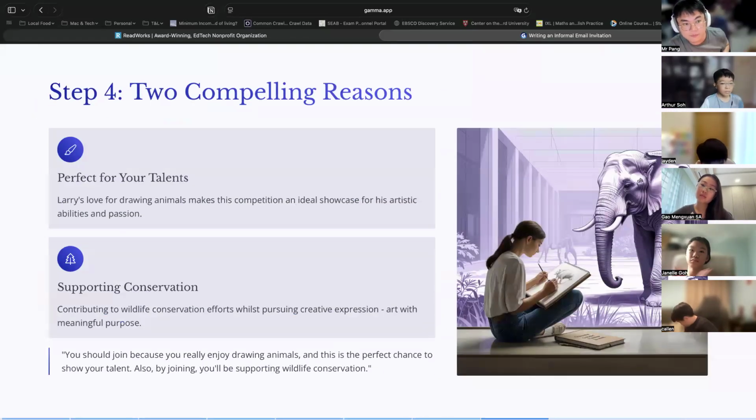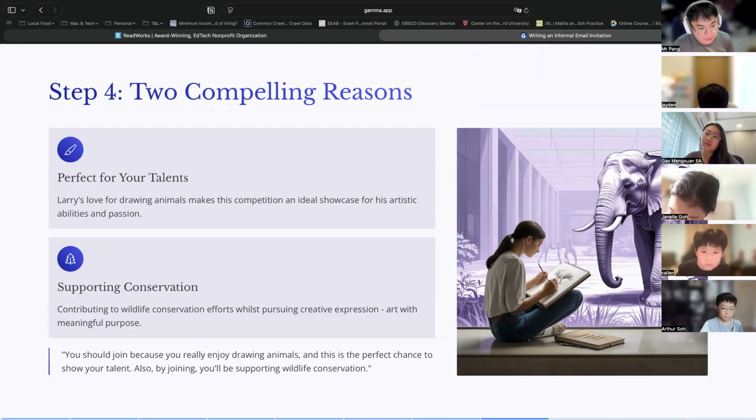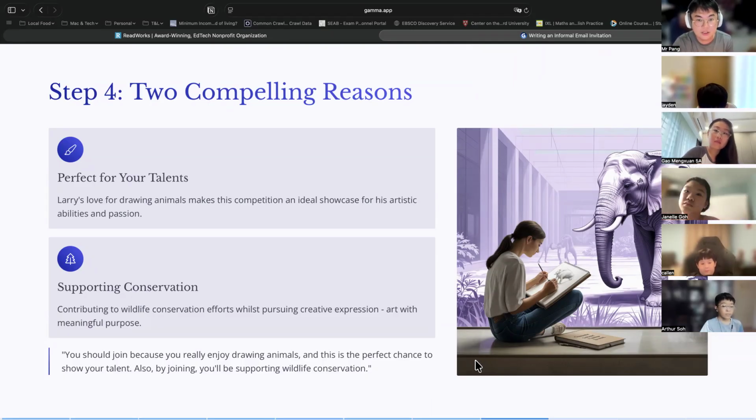Okay, then next one, right? Two other reasons. This is where you also continue to persuade him, right? You want to persuade him to join in. How do you persuade him to join in? Well, you persuade him by talking about how he enjoys drawing animals, right? It's a perfect chance for him to showcase his talents, okay? And because when he joins, he's also going to be supporting a cause that he finds very worthy, right? In this case, he has this passion for wildlife conservation, which was in the conversation in the picture.